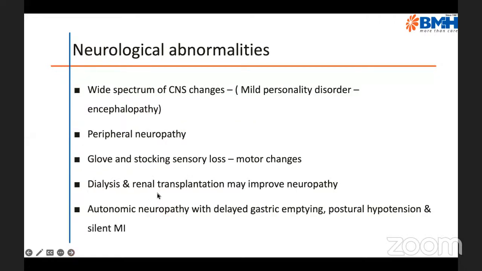And there is a wide spectrum of CNS changes, starting from mild personality disorder to encephalopathy, and peripheral neuropathy like glove and stocking sensory loss, to motor changes. When these patients come with peripheral neuropathy and motor weakness, you have to anticipate autonomic neuropathy, delayed gastric emptying, and postural hypotension. And even there is evidence of silent myocardial infarction. That is the implication for the anesthesiologist. And usually dialysis and renal transplantation may improve the neuropathy.